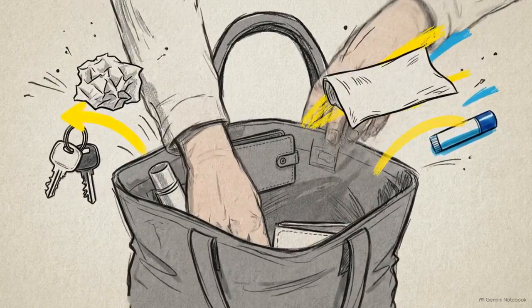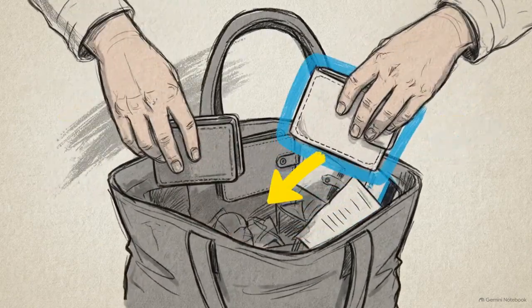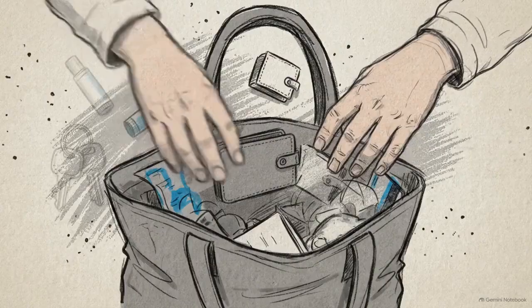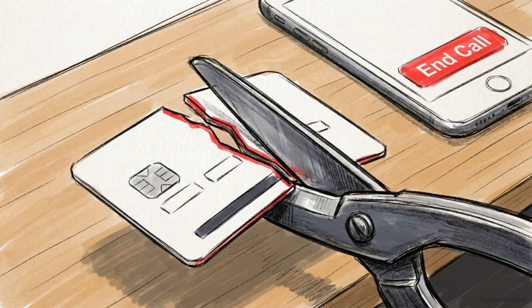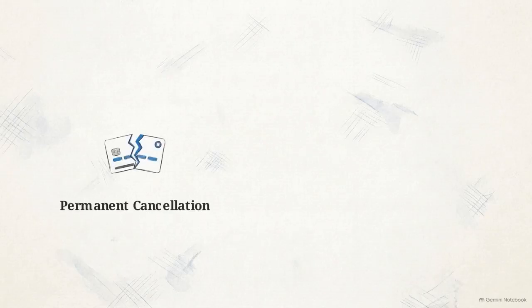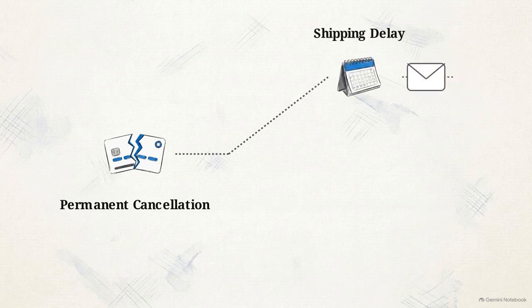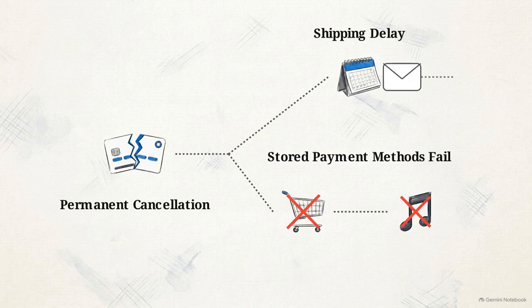We've all felt that immediate drop in the stomach when you reach for your wallet and your credit card is missing. The standard reaction is to immediately call customer service and permanently cancel the card. But doing that triggers a frustrating chain of events. You will be waiting days for a physical replacement to arrive in the mail, and you have to manually update every single account where that card was saved for billing.